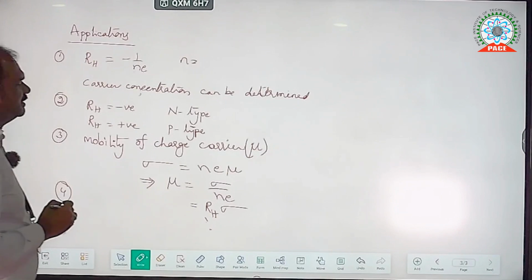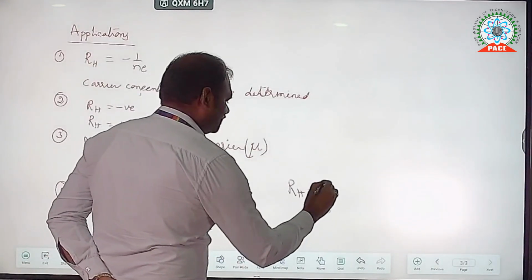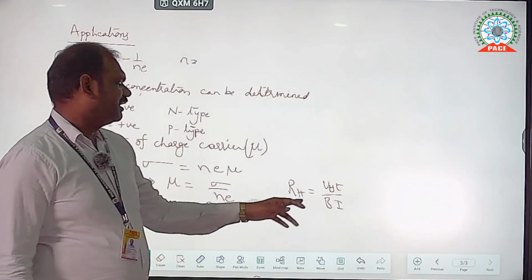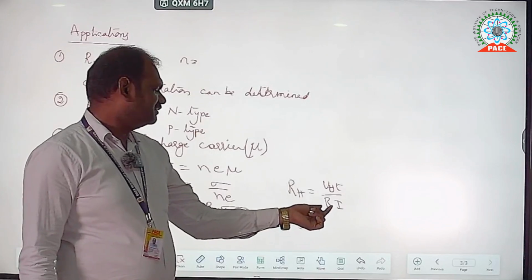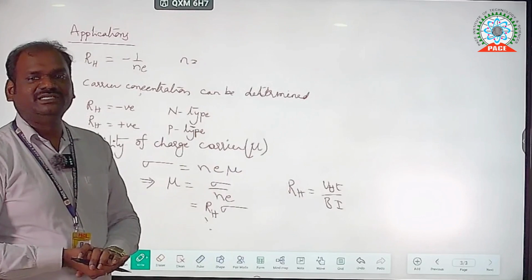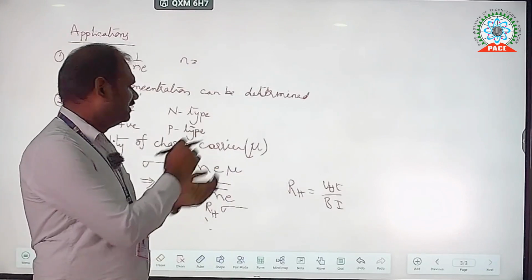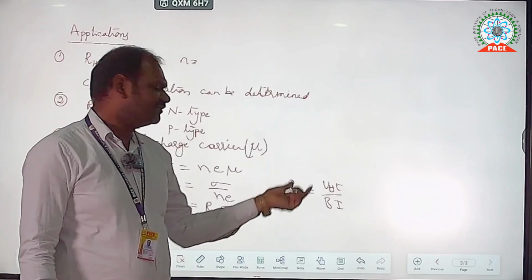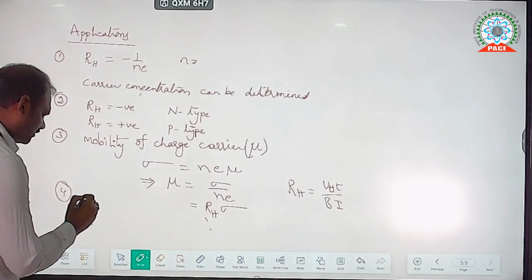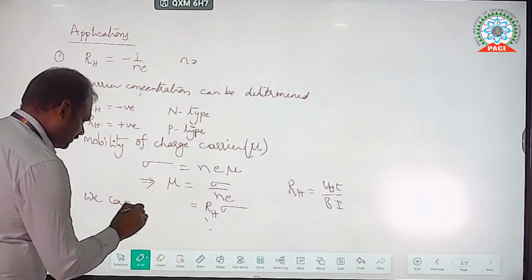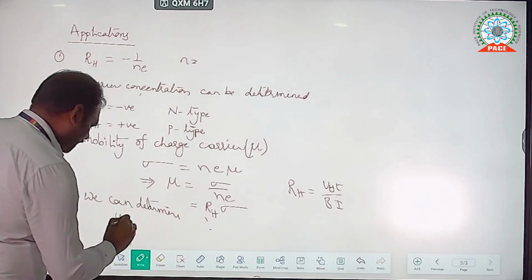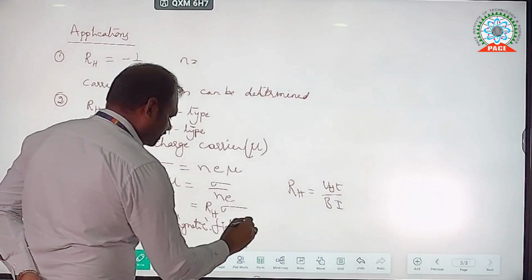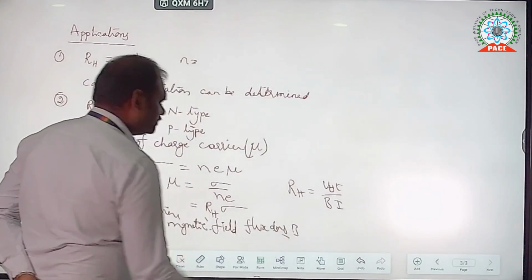Fourth application. In the formula RH is equal to VH T by B into I, B is a known value and we determine the Hall coefficient. If we take an unknown magnetic field applied to the semiconductor and do the Hall effect experiment, then we can estimate the unknown magnetic field B value by using this formula once we determine the Hall coefficient. So the fourth application is that we can determine an unknown magnetic field, the flux density B. Okay, thank you.